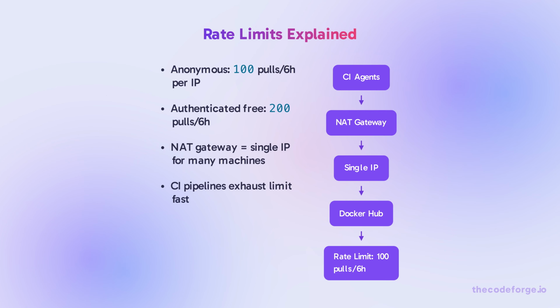Docker Hub rate limits are per IP, not per user. Anonymous users get 100 pulls per 6 hours per IP. Authenticated free users get 200. When multiple CI agents share a NAT gateway, they all appear as one IP, quickly exhausting the limit. This is exactly what caused the incident we opened with.